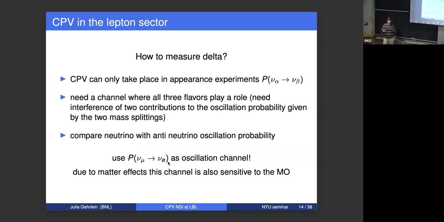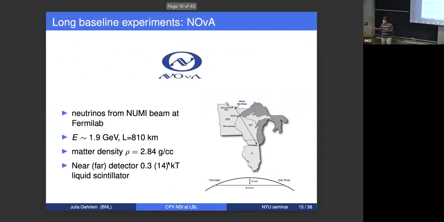There are currently two experiments which are set out to measure CP violation in the lepton sector, the NOvA experiment, which is a US-based experiment, and the T2K experiment in Japan. The NOvA experiment uses neutrinos from the NuMI beam at Fermilab, and it has its far detector here at the river. The neutrinos in the NOvA experiment have an energy of 1.6 GeV, and they travel 810 kilometers. The matter density the neutrinos encounter is 2.84 grams per cc.